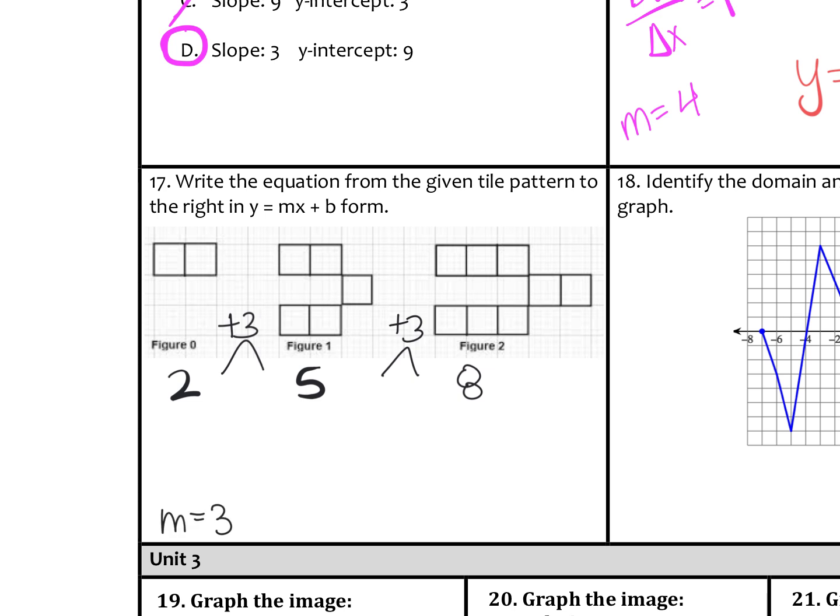Okay. B is my start value. So I look at figure 0. We are fortunate that we are given figure 0 here. Our start value was 2. We had 2 blocks in that figure 0. So y equals 3x plus 2.